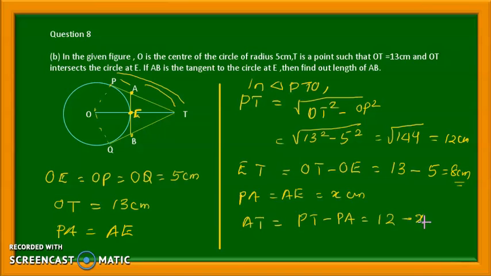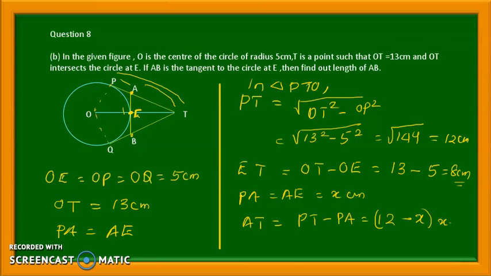12 minus x centimeter. So AT we got as 12 minus x centimeter. Now look into this case. In this triangle we can see angle AET is also 90 degrees. Why? Because radius and tangent are at 90 degrees. So we can say this triangle is also a right triangle. AET is a right triangle in which AT and TE we also calculated here, isn't it?